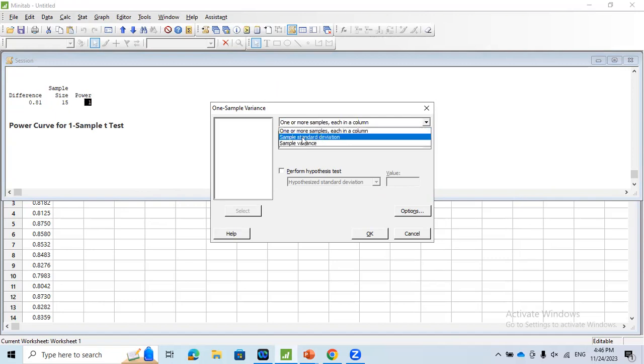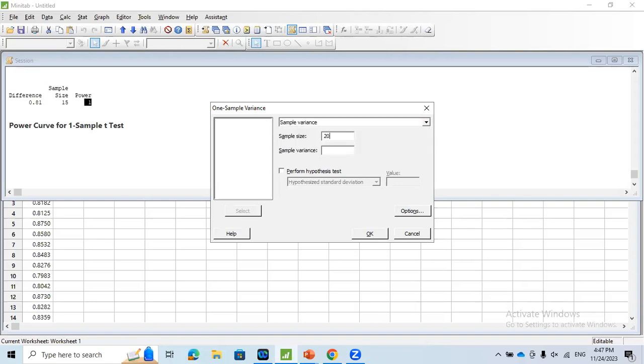Okay, you can choose sample standard deviation or sample variance, but you can use both. Sample standard deviation is S. Sample variance is S squared. Yes, you can use both of them. For this case, I use sample variance, which you give.